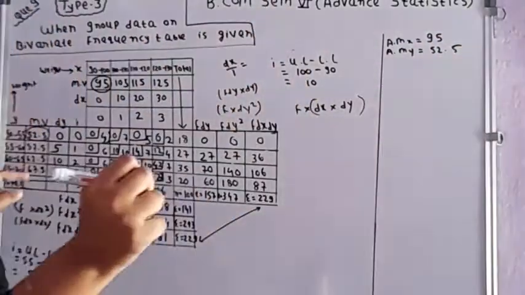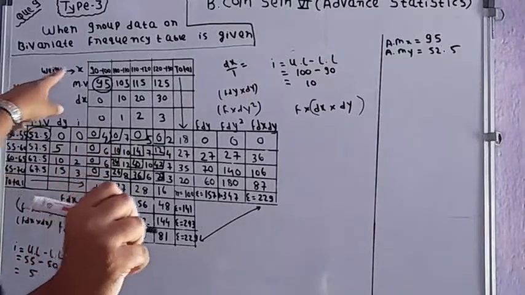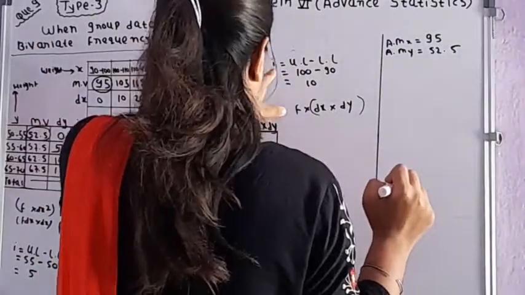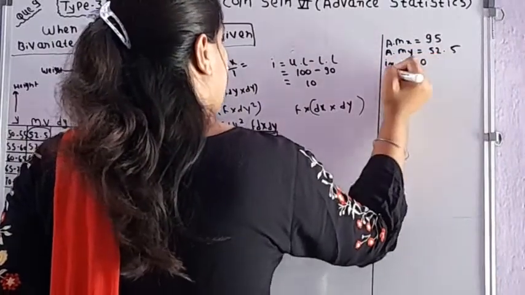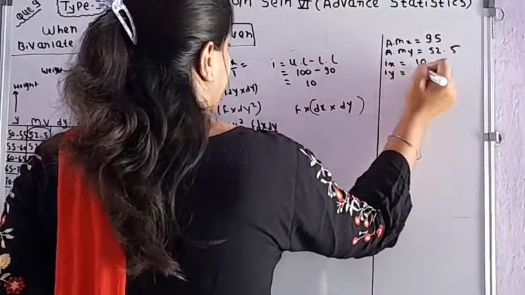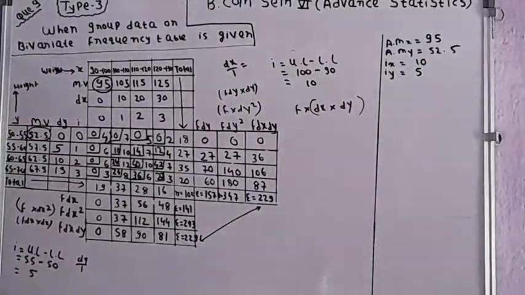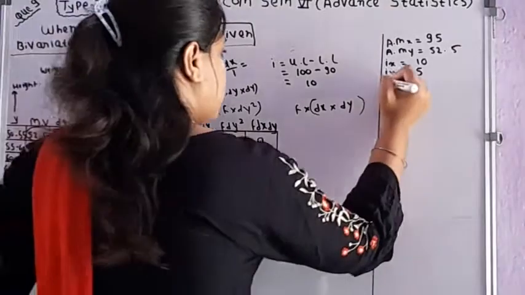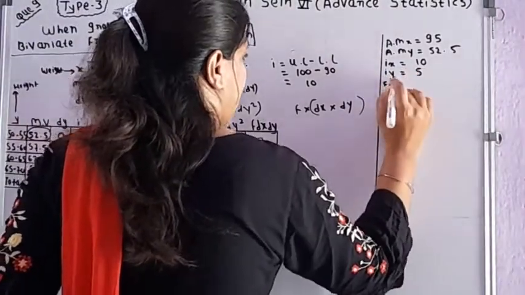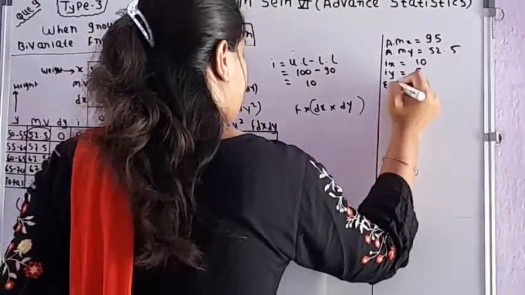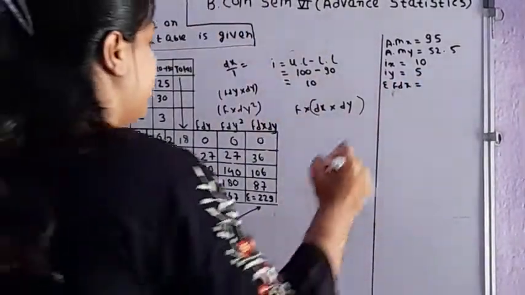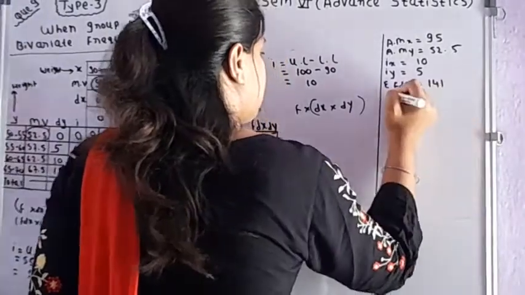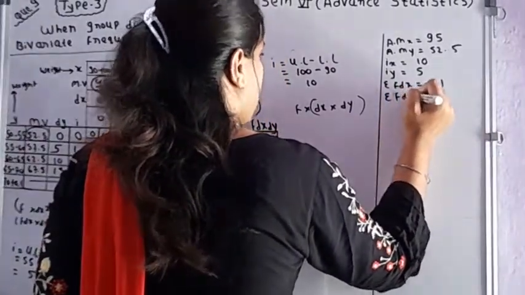After that, we will need I of x series. I of x series is 10. We have calculated it over here. I of y series is 5. After that, we will require summation f dx, which is 141.